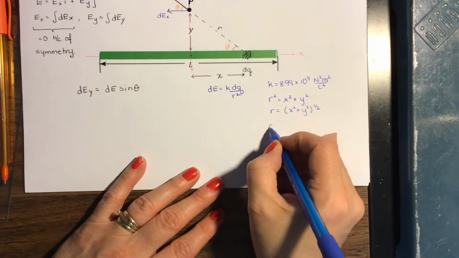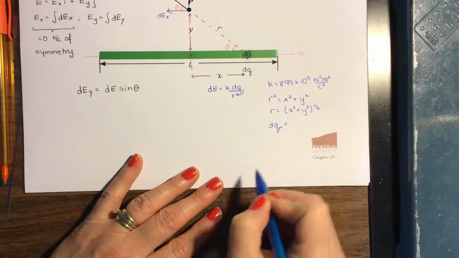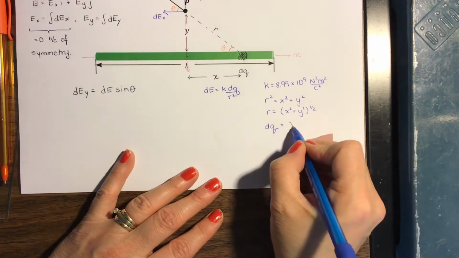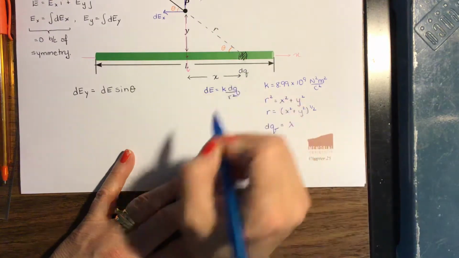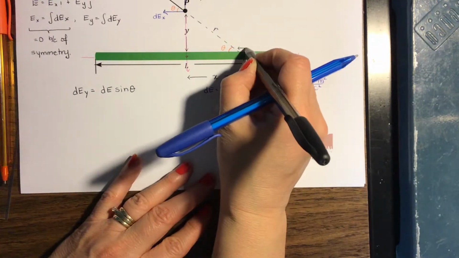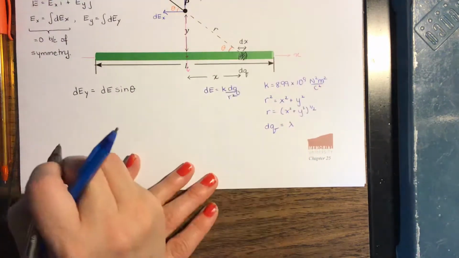So dq is an amount of charge in this charge element. If we want to know the amount of charge, what we can do is multiply the charge density, lambda, times the length of this charge element. And this charge element is a little bit along the x direction, so it has length dx.